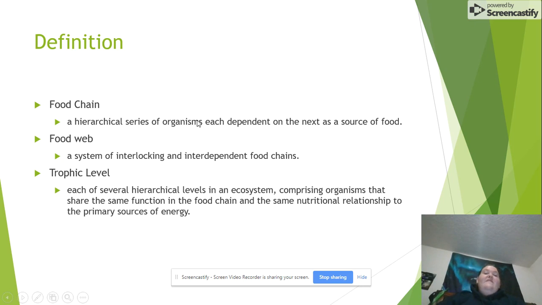So we're going to take a bunch of these series and a bunch of these connections, and we're going to connect them all to make one big food web. Each food chain is going to be made up of trophic levels. These levels are groups that are part of a food chain that share the same nutritional relationships, and their primary source of energy is all going to be the same as well.